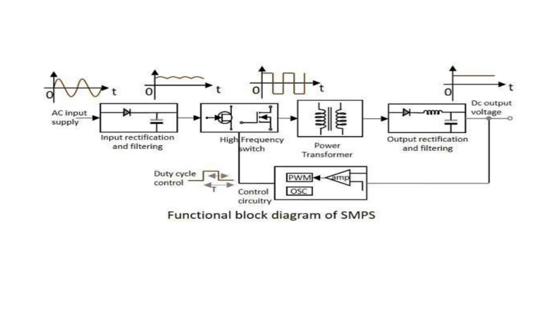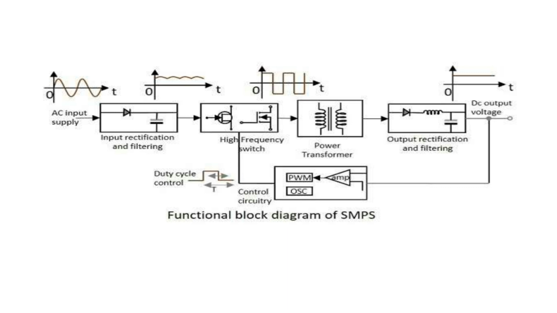So this is the functional block diagram of SMPS, where the AC input supply has been given to a rectifier where the filtering operation is also associated. So rectification and filtering of the input signal has been done at the first stage. Over the second stage, high frequency switching has been done. Then the power transformer has been connected. So output rectification and filtering has been finished.